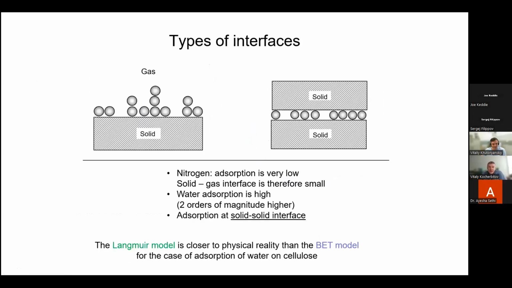Then these two different cases we can describe by two different models: the Langmuir model for the case of adsorption at the solid-gas interface, and BET and related models for multilayer adsorption. Again, here it's permanent porosity, and here it's induced porosity, when water can penetrate into the space between the material and the nitrogen cannot.